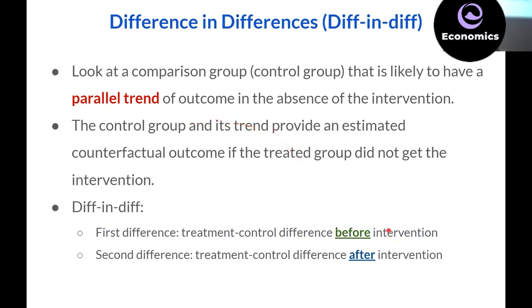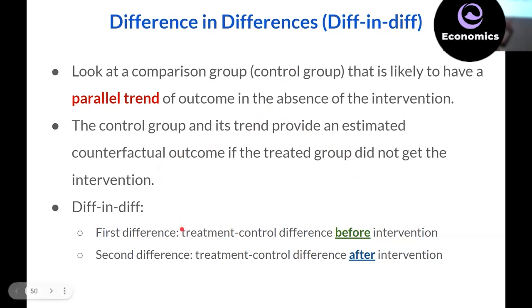Another really useful method is called difference in differences, or we call it diff in diff. The idea is we look at a comparison group, the control group, that is likely to have a similar trend, or technically we call it parallel trend, of outcome in the absence of intervention. So the idea is the control group and its trend provide an estimated counterfactual outcome. This is what the control group would have got if they didn't get the treatment, right?